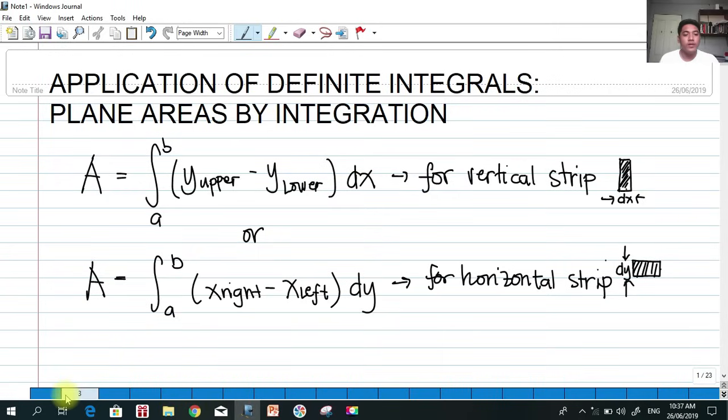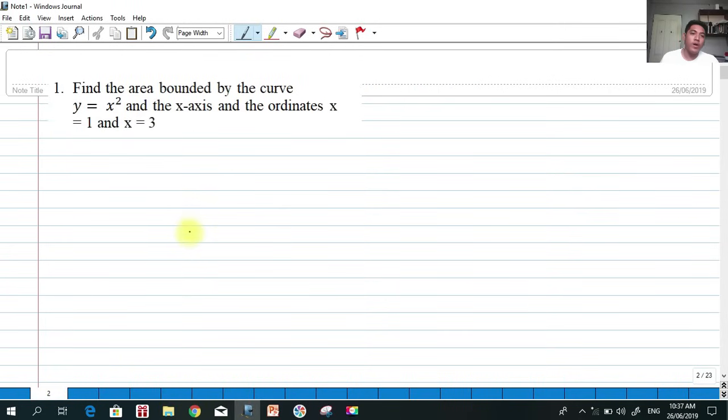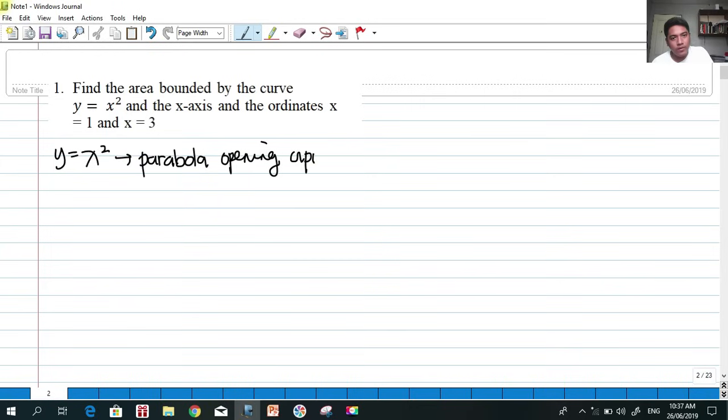So let's try example number one. Find the area bounded by the curve y is equal to x squared and the x-axis, and the ordinates x is equal to 1 and x is equal to 3. First, we have to identify this y is equal to x squared. This is a parabola opening upward, and its vertex is at the origin.